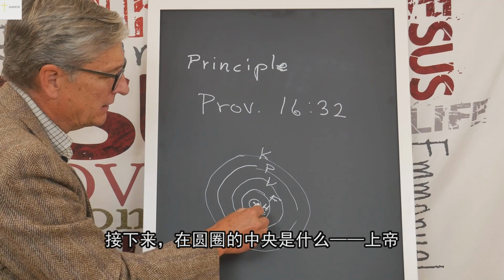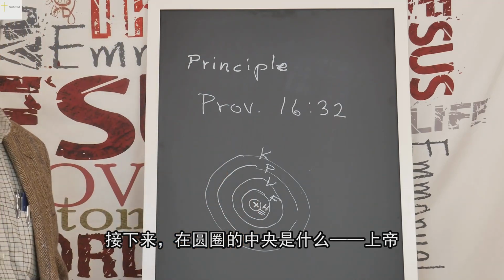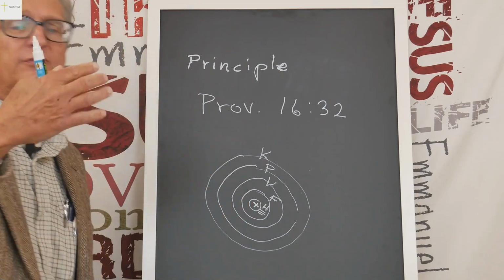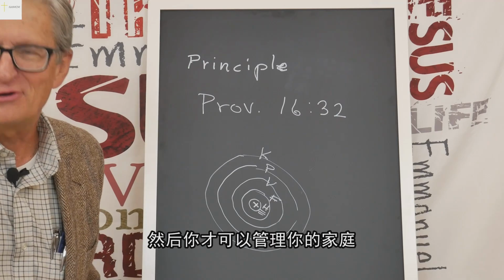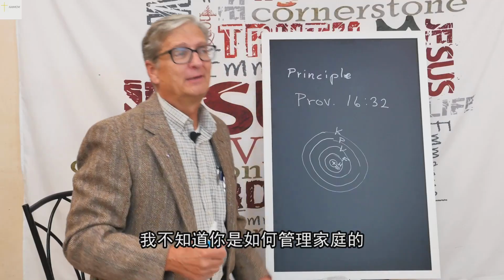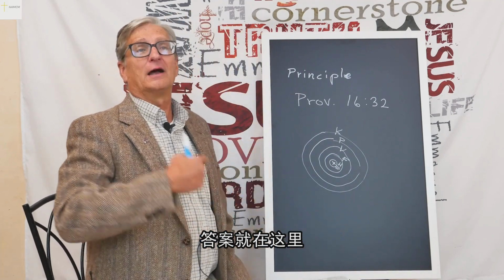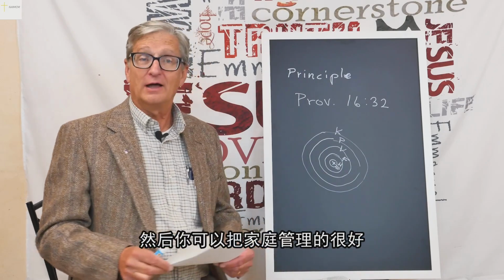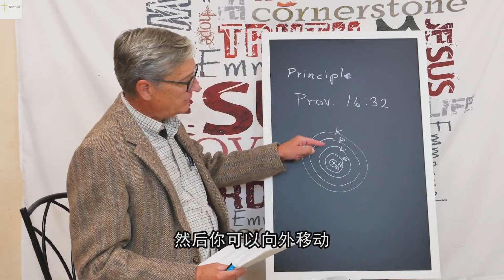And then right here, in the dead center middle, is what? God. God has to rule your thinking so you can rule your will, your appetite, so you can manage your family. I wondered how you manage a family. Here it is. God has to work in you those principles, and then you can manage a family well. And then you can move outward.